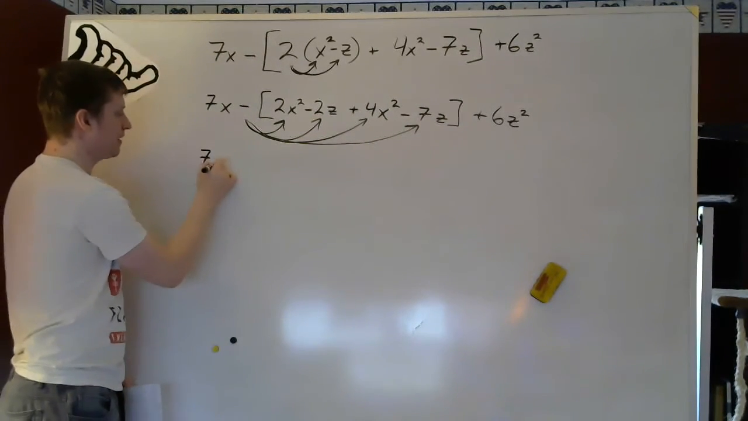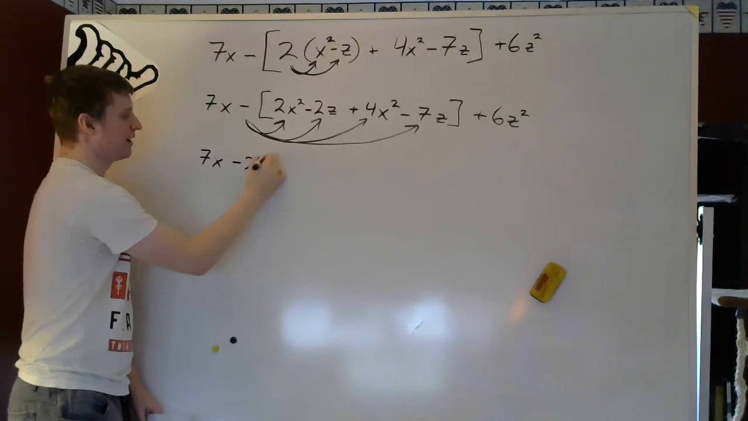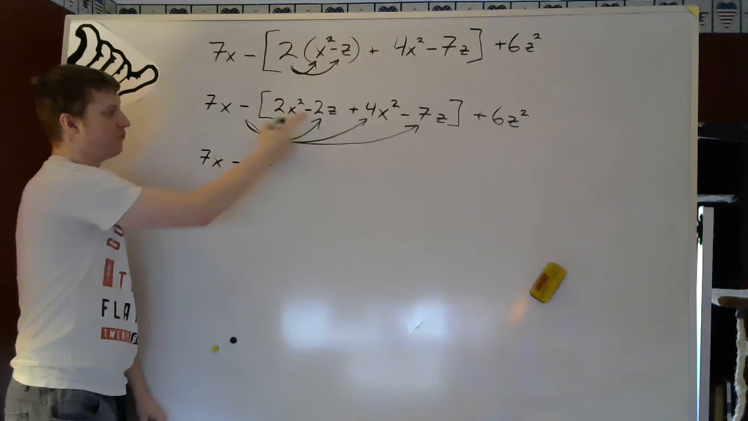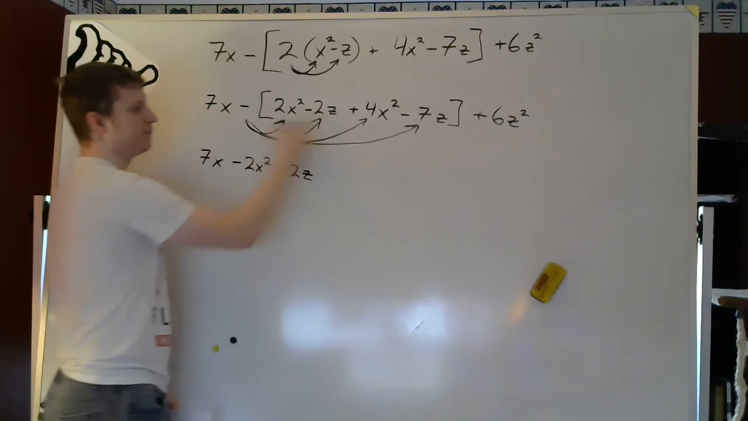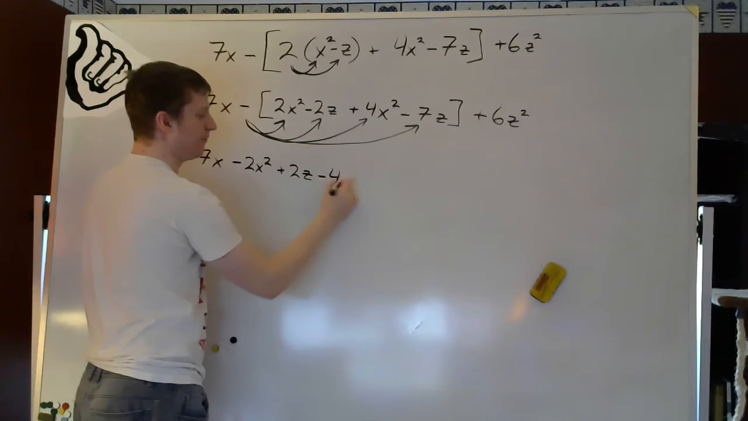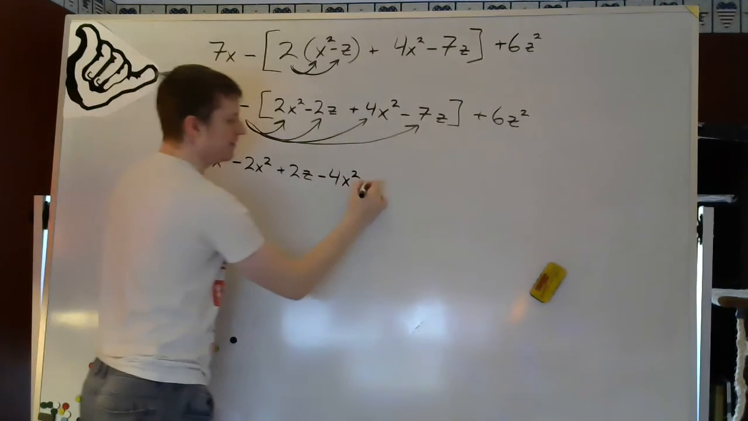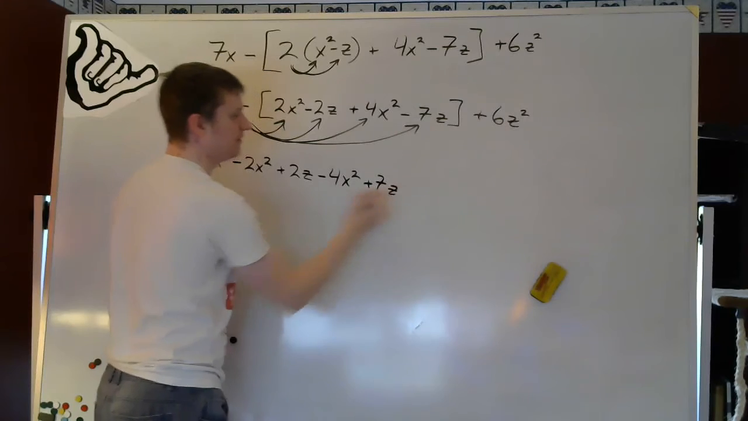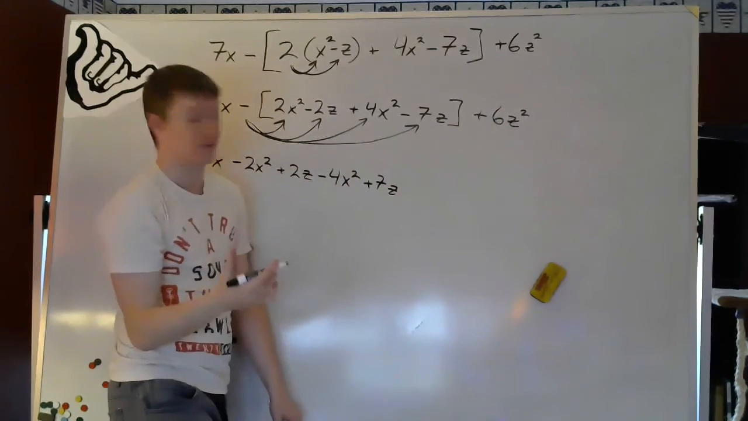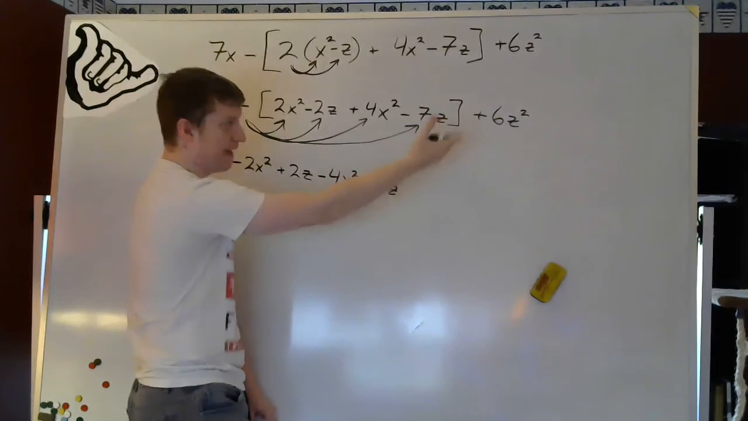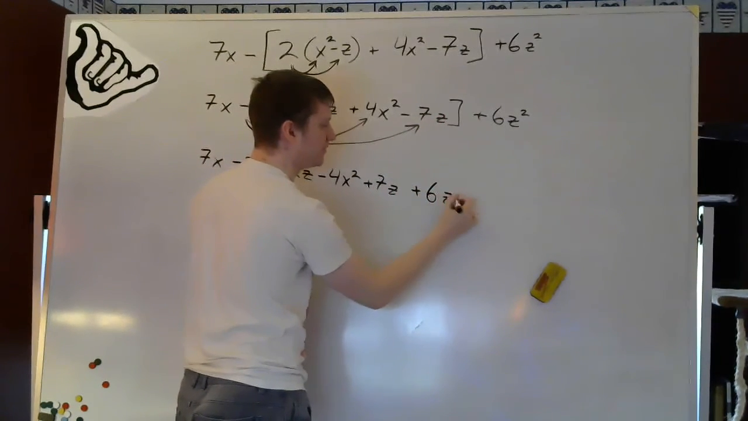7x, didn't do anything there, it stays. -1 times 2x squared is -2x squared. -1 times -2z is +2z. -1 times 4x squared is -4x squared. -1 times -7z is +7z. And then over here, this +6z squared, again, I didn't do anything with it. There's nothing to multiply it with, so just keep it alone here, +6z squared.